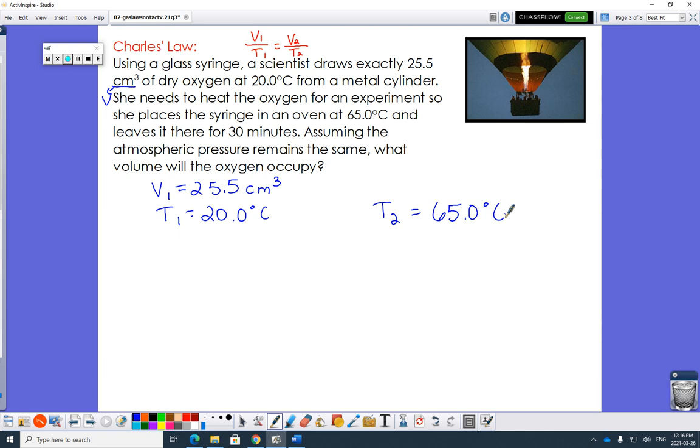And leaves it there for 30 minutes. Assuming the atmospheric pressure stays the same, so there it is again, we're not concerned about pressure, it cancels out, it's the same. What volume will the oxygen occupy? So again, it tells us what we're looking for.